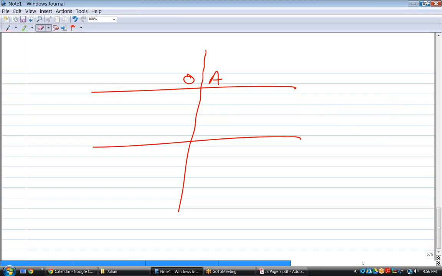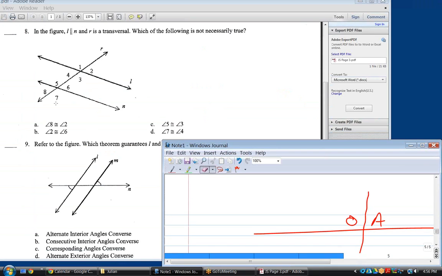So whenever we see a picture like this, I can answer every single thing instantly without figuring out whether it's alternate exterior or alternate interior or corresponding. None of that stuff matters. The only thing that matters is, are we looking at an acute or an obtuse angle?